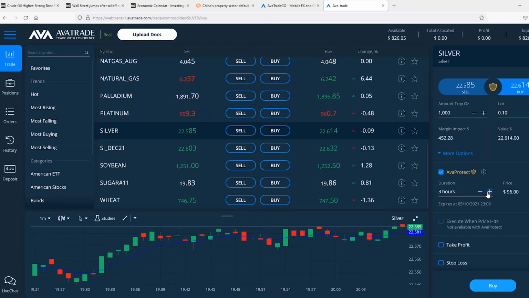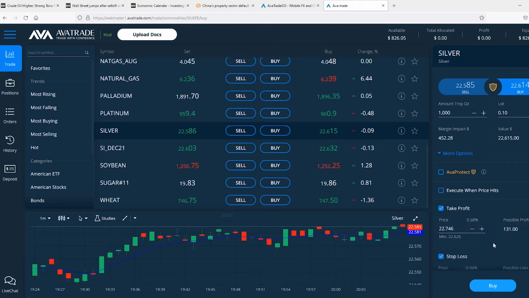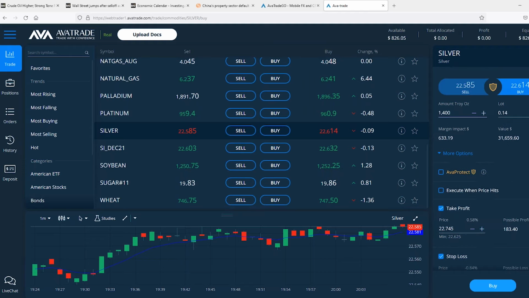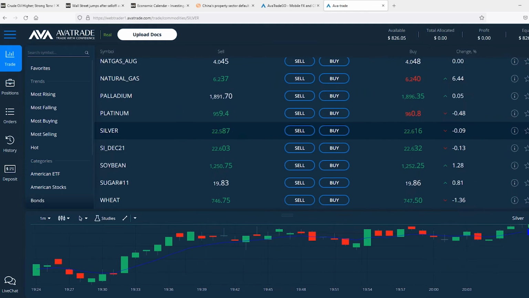You can protect by the hour, you can protect by the day for a small premium cost, and your profit potential can still be very large. So AvaProtect is a nice risk management tool. If you program your take profit, your stop loss, it shows you, as you see here, your possible profit, your possible loss, which adjusts as you adjust the trade size. So you can have full control of risk management using these features. So very cool features, easy to use.